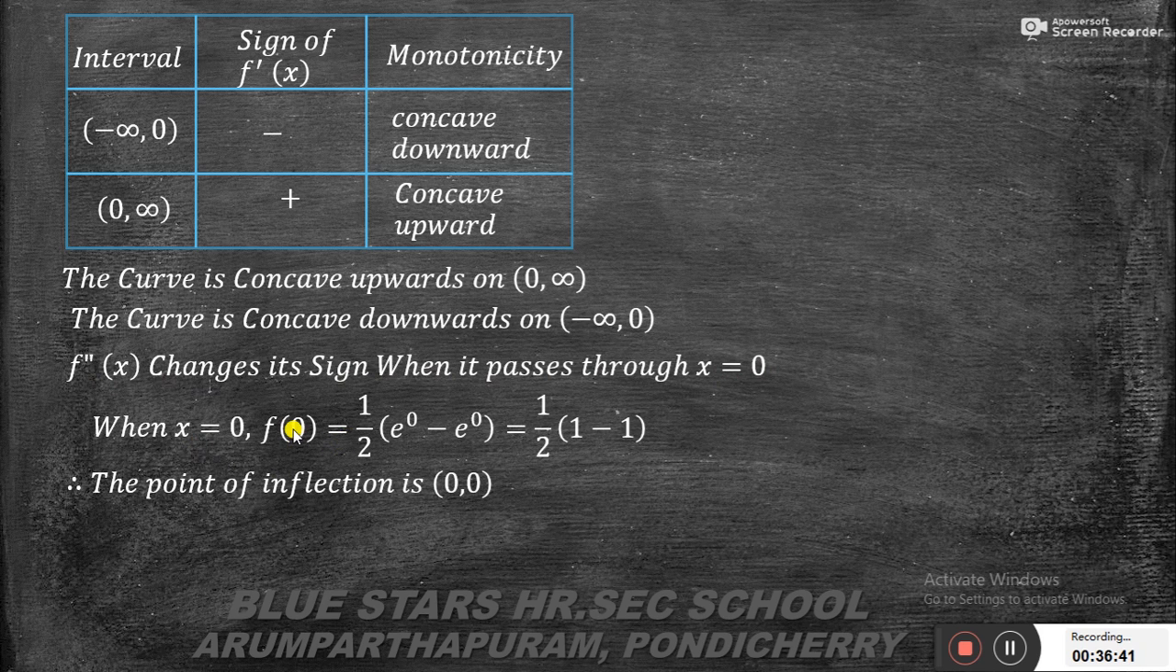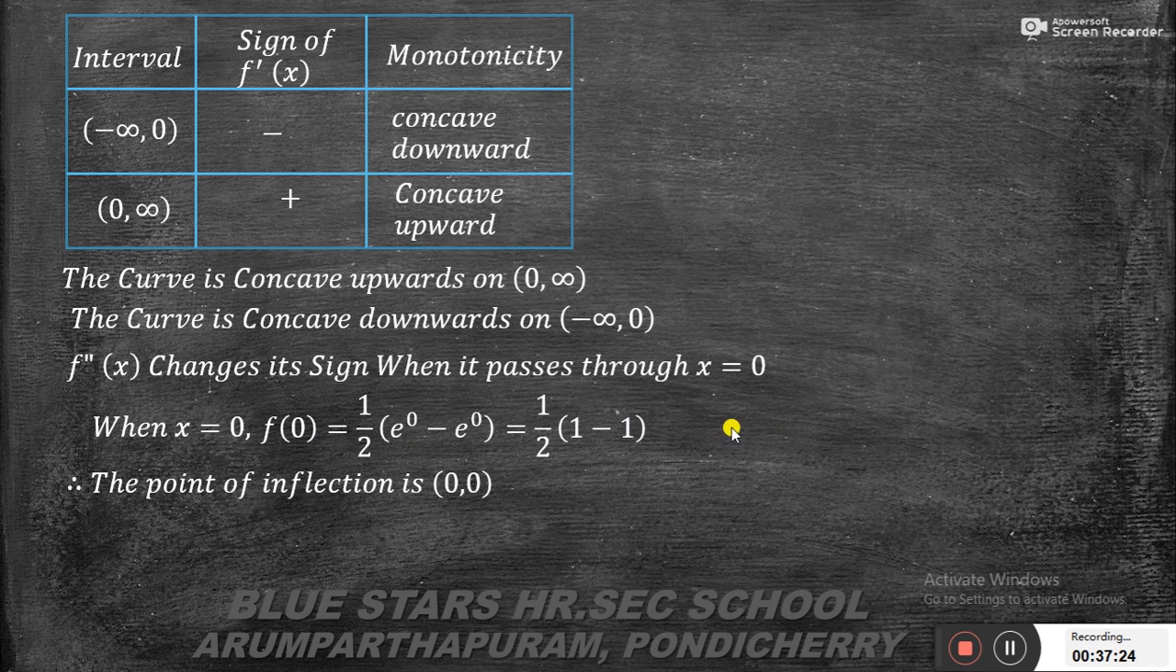So I substitute x equal to 0 in our given function f of x equal to 1 by 2 times e power x minus e power minus x. So 1 by 2 times e power 0 minus e power minus 0. Minus 0 is again 0, because 0 has no sign. All numbers have a sign, but 0 does not. So e power 0 minus e power 0. The value of e power 0 is 1, so 1 minus 1 cancels. Therefore f of 0 equal to 0.